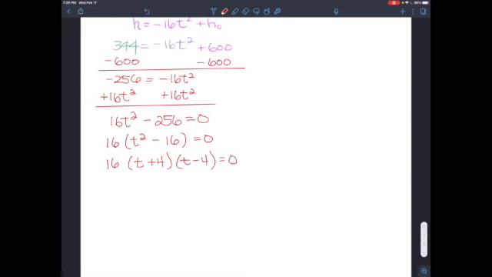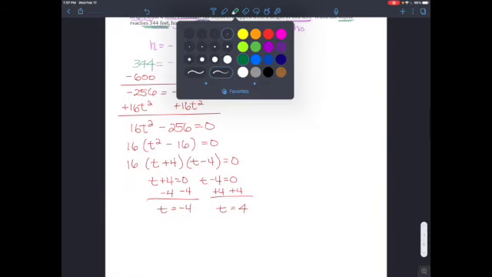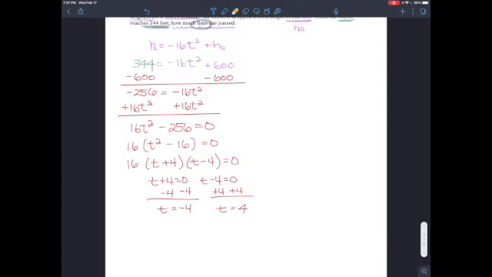Now you're going to solve it: t plus 4 equals 0 and t minus 4 equals 0. If you solve it, you have t equals negative 4, and plus 4 on both sides, you have t equals positive 4. Now the problem asks how much time has passed. If we are talking about time, you can never have a negative. Time should always be positive. So in this case, only t equals 4 will work.